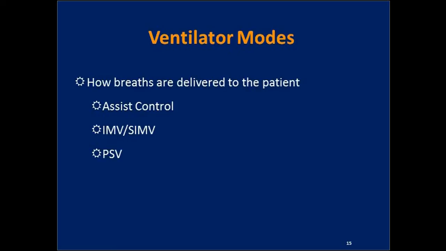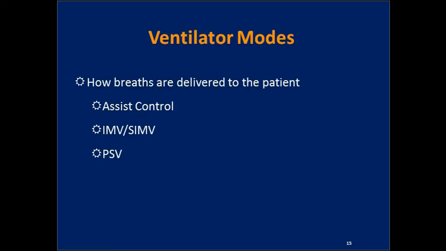So what we're going to talk about here is from the greatest amount of support, or the greatest amount of help from the ventilator, to the least amount of help, okay? So assist control is going to be the greatest amount. IMV, SIMV is going to be in the middle, and then PSV, which stands for pressure support ventilation, is the least amount of support from the ventilator. So if you can think of it like that, from greatest to least, then I'm going to explain a little bit of this as we go.